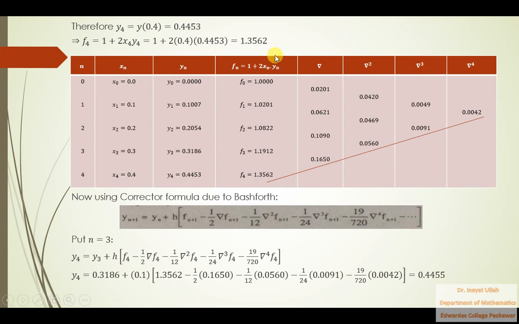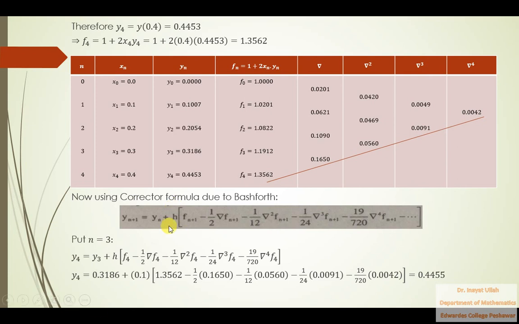These two values of y4 do not agree up to 4 decimal places. The last value is different. This is 5 and this is 3. So we need to continue using the corrector formula. But how could we use this formula again?